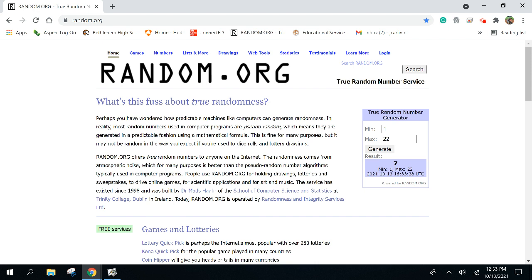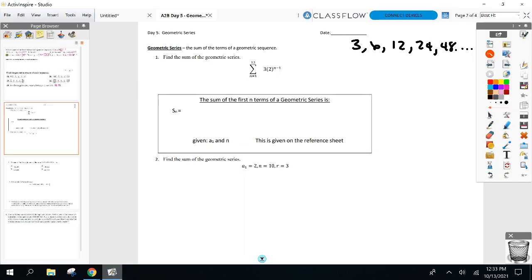Elliot, what do I call that 2 I multiply by? Common ratio. What letter represents it? R, correct. All right. If I said find the 50th term, we should be able to do that using the formula from yesterday. And I'll just leave it at that. I don't have time to go back into it.